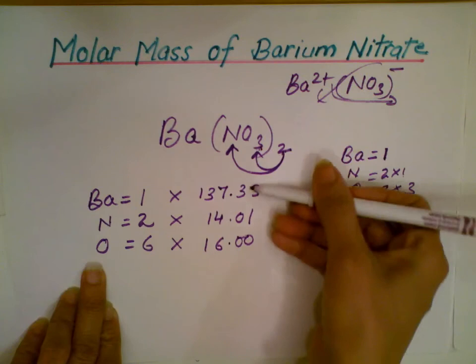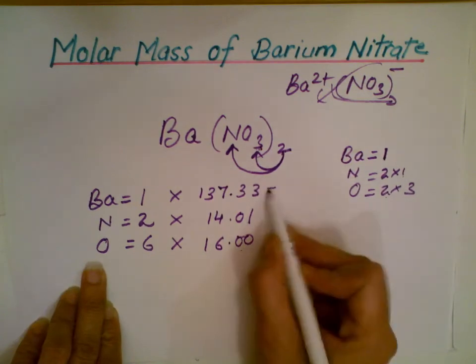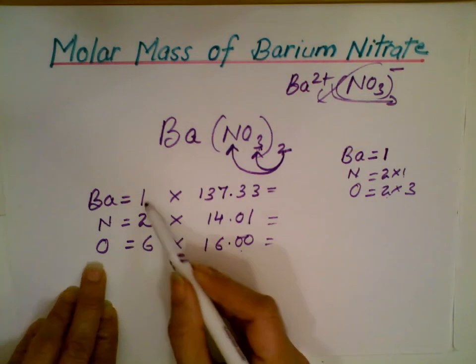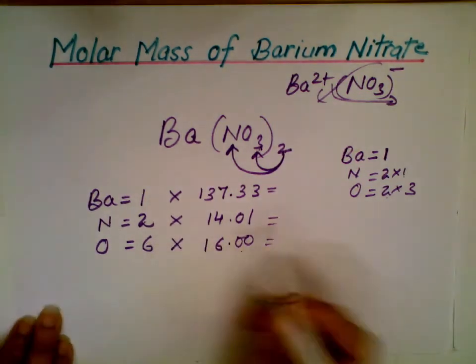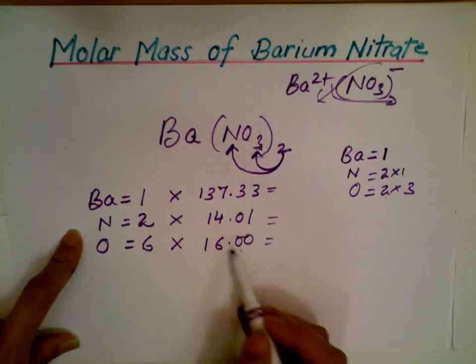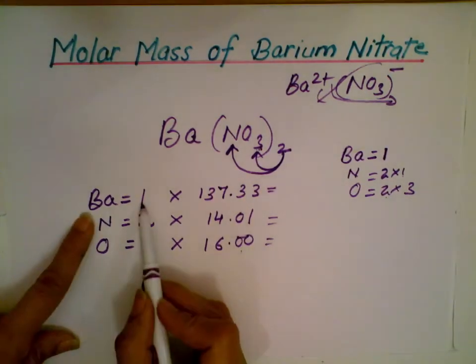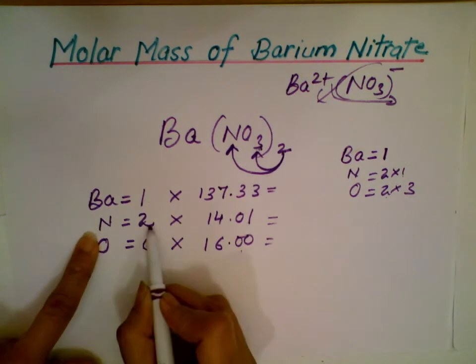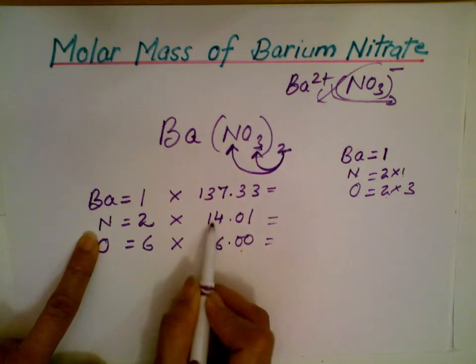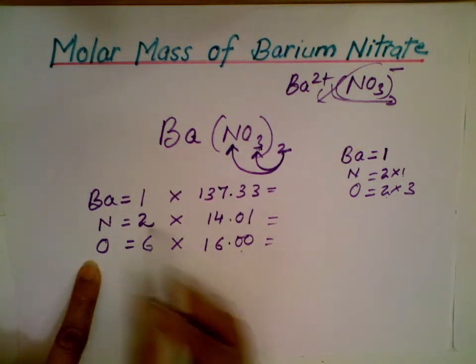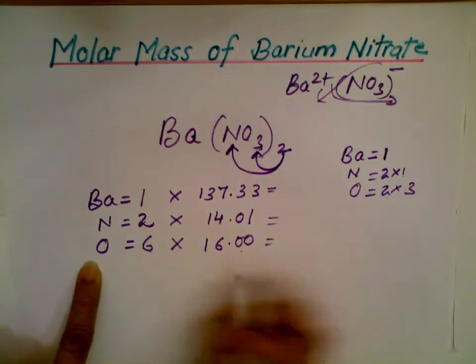So we are not going to add these. In fact, we are going to multiply these number of atoms or number of moles with the molar mass of the element for 1 mole. Okay. However, since we have 1 mole of barium, just times 1, but it is 2 moles of nitrogen, so we are going to multiply by 2. And since we have 6 moles of oxygen, we multiply by 6. We must multiply these. We can't skip that step.